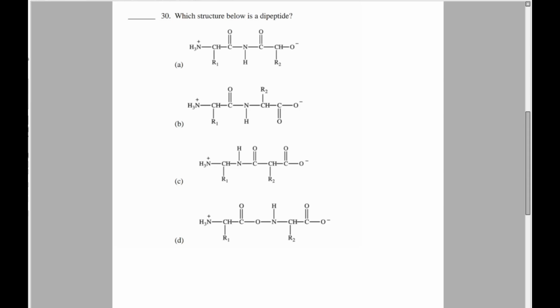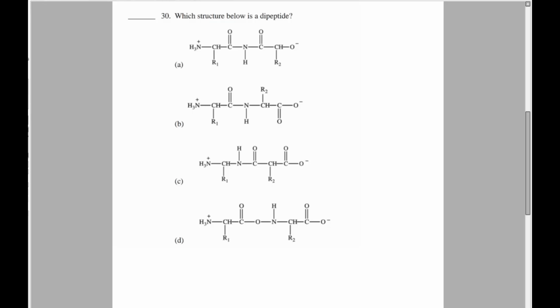30. Which structure below is a dipeptide? For this problem, it's probably a good idea to understand what a peptide is. A peptide is basically a chain of amino acids. So a dipeptide, di meaning two, would be a peptide that consists of two amino acids.